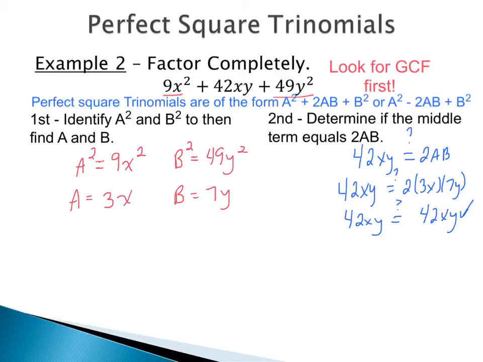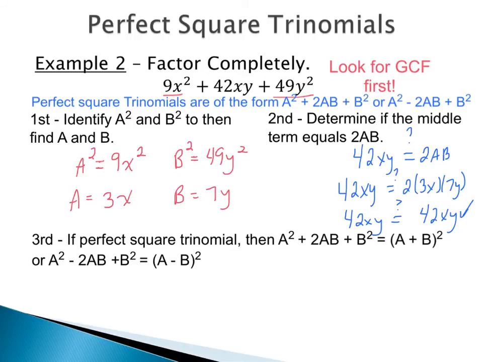If it is a perfect square trinomial, then it can be factored. And the way that we would factor it is that if it's a perfect square trinomial of the first form, a squared plus 2ab plus b squared, then it would factor into a plus b quantity squared. If it's of the form a squared minus 2ab plus b squared, then it would factor into a minus b squared. So note the only difference between these two forms is the fact that the middle term is either positive or negative. Well, in our case, our middle term is positive, so that means we're going to be able to factor this into a plus b squared. Our a we already found is 3x, so that means we're going to have 3x.